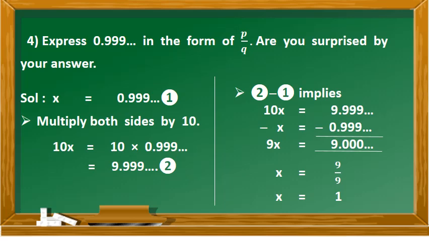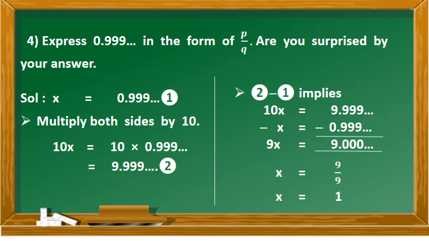So it becomes 10x is equal to 10 into 0.999 dot, where since the decimal is multiplied by 10, the decimal dot will go to the right one place after. So it becomes 10x is equal to 9.999 dot, which becomes equation 2. Now equation 2 minus equation 1 implies, that is on the left hand side, 10x minus x becomes 9x, and on the right hand side 9.999 dot minus 0.999 dot becomes 9.